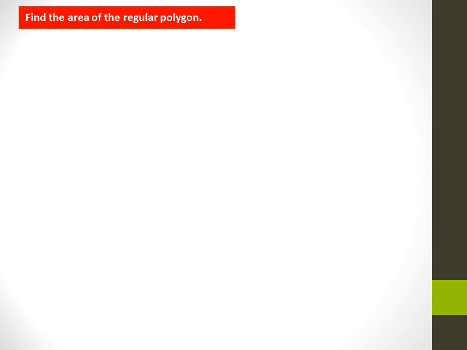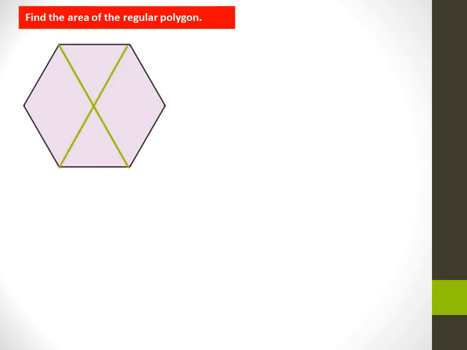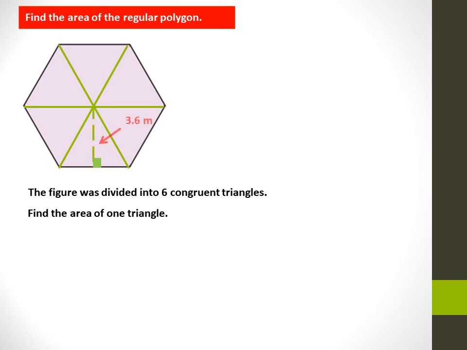Find the area of the regular polygon. This regular polygon is a hexagon. First, we need to divide it into 6 congruent triangles. Next, we need to find the area of each triangle. A is equal to half times base times height. So A is equal to half times 4.2 times 3.6, which is equal to 7.56 meters squared.